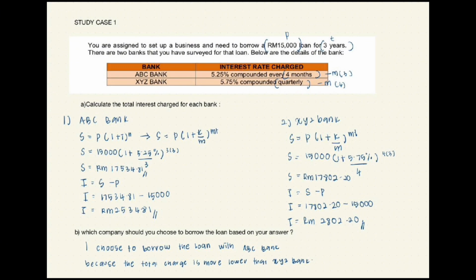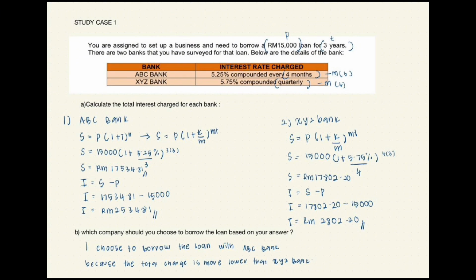And then we need to find the interest, which is I. I equals S minus P. I equals 17,534 ringgit 81 cents for the S, minus 15,000 ringgit for the P. And the last answer for the interest is I equals 2,534 ringgit 81 cents.